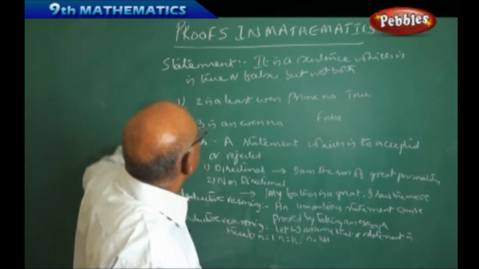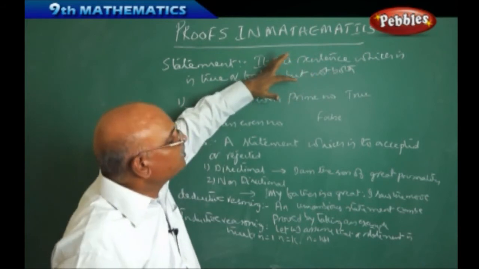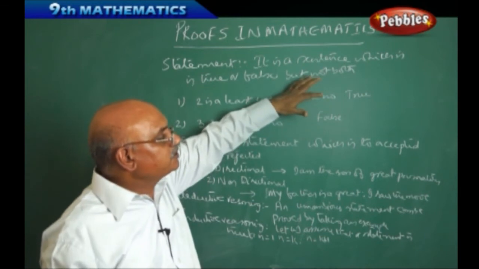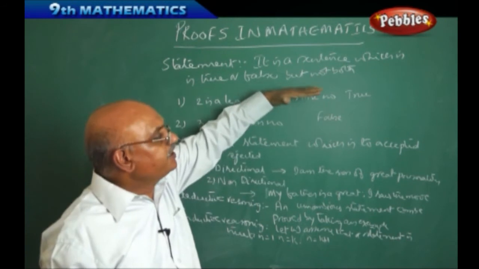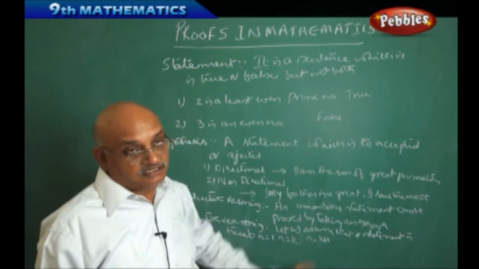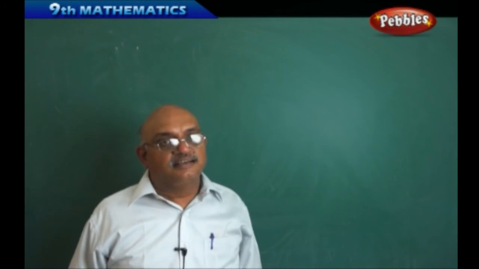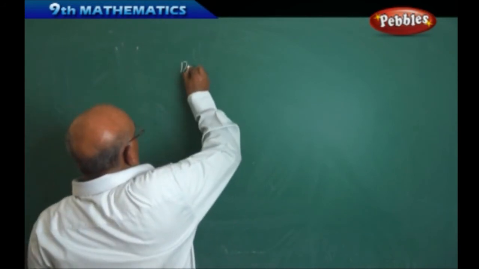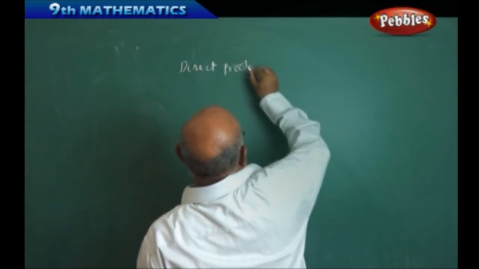But whenever we have a given statement that can be proved logically, sometimes in the proof we take the negation of the statement, and we prove the negation, and finally we say that our assumption is wrong. In mathematics, there are two aspects: direct proof as well as indirect proof.